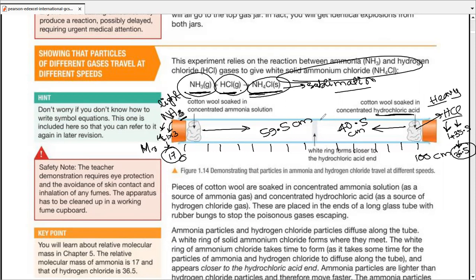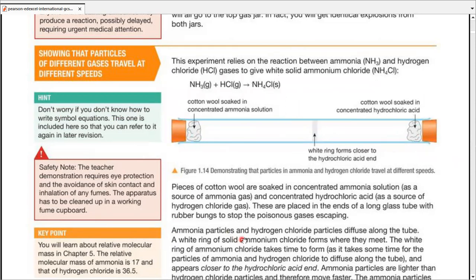Okay. And the white smoke produced over here, that white ring tells us that they both have reacted and produced ammonium chloride, which actually forms in the form of white smoke. Clear enough? Okay, so that's 1.3 done as well. So the next one is 1.4, which is solvent, solute, solution, and saturated solution.